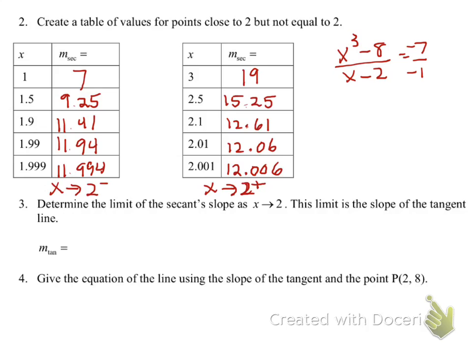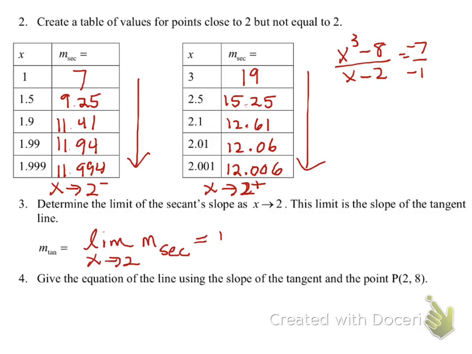It's pretty obvious from the table that as we get closer and closer to 2, the y values are going closer and closer to 12, no matter which way you're approaching it. They both seem to be going to 12. So in this case, we would say that the slope of the tangent is the limit as x approaches 2 of the slope of the secant line, which it appears from the table is 12.